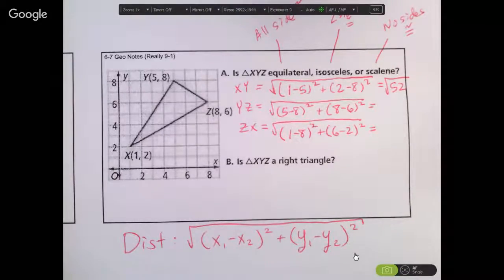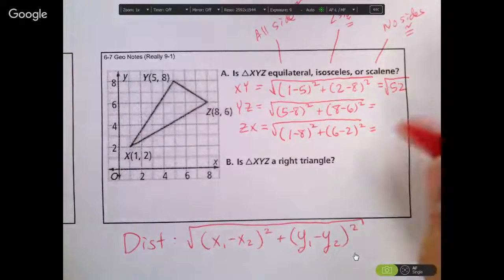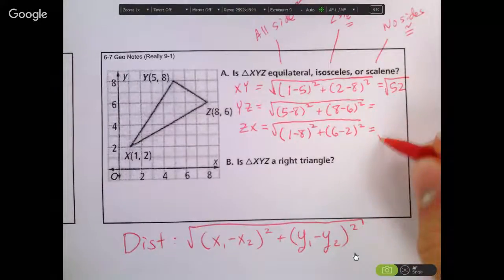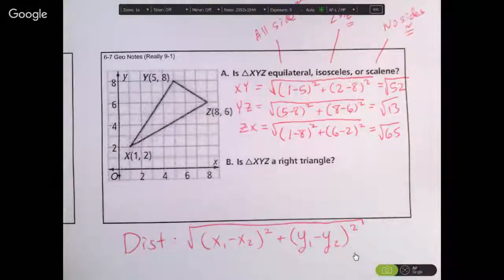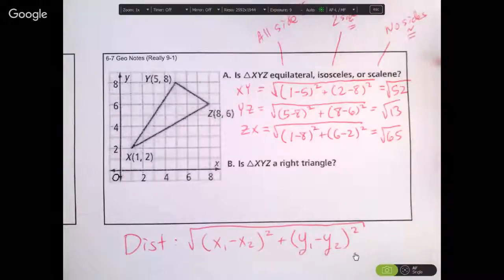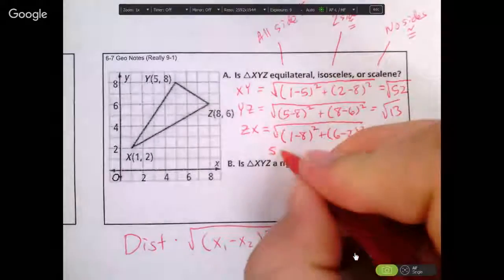Rachel, if you find one, let me know. Square root of 65 is the last one. Square root of 65? Yeah. The second one is square root of 13. And this is scaling. Awesome. Okay, so none of them are equal, so this makes it scaling.